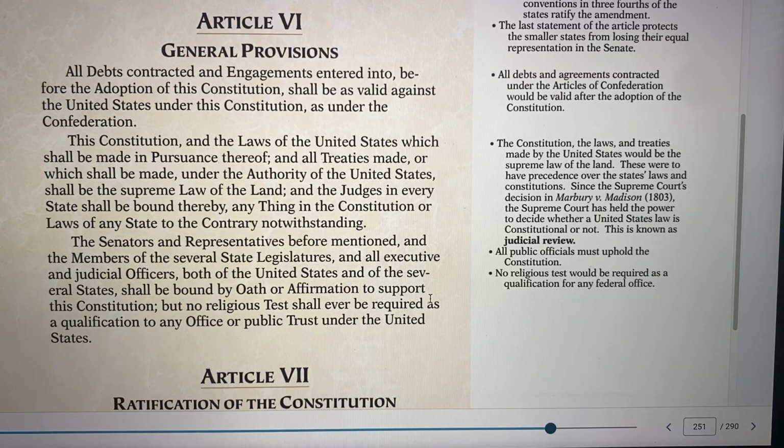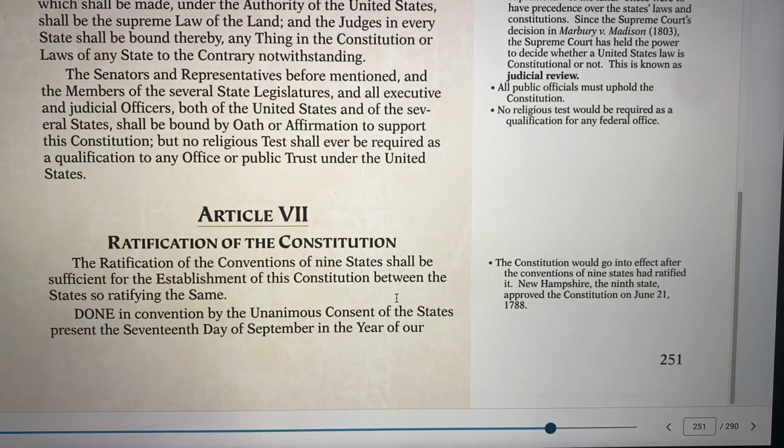All public officials must uphold the Constitution. No religious test should be required as a qualification for offices. Those things, of course, we know are important. Article 6, ratification of the Constitution. This is when the Constitution was going to be ratified. The Constitution will go into effect after the conventions of 9 states had ratified. New Hampshire was the 9th state that approved the Constitution on June 21st, 1788.